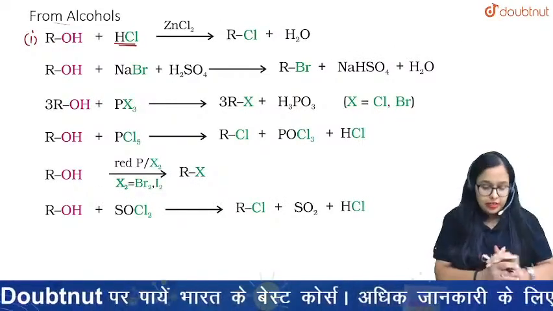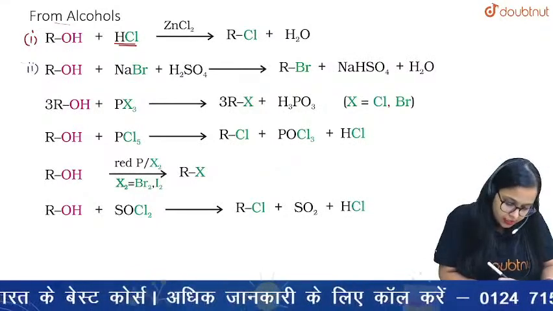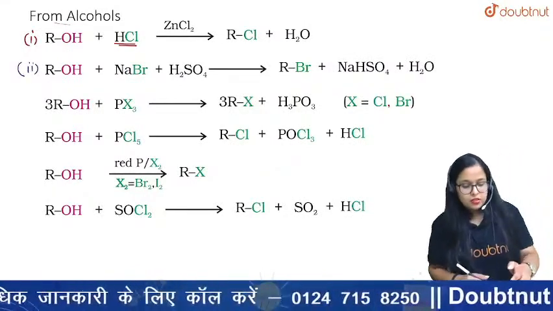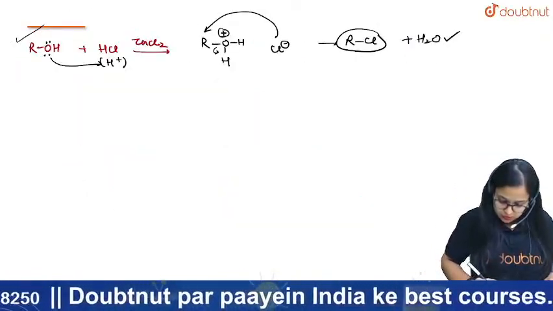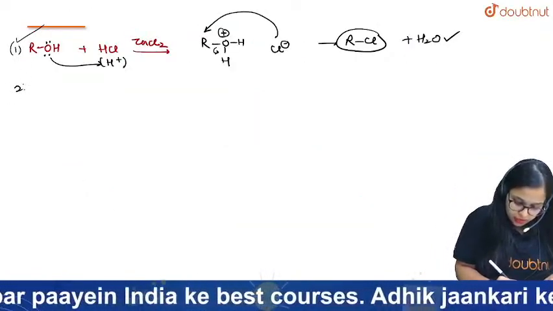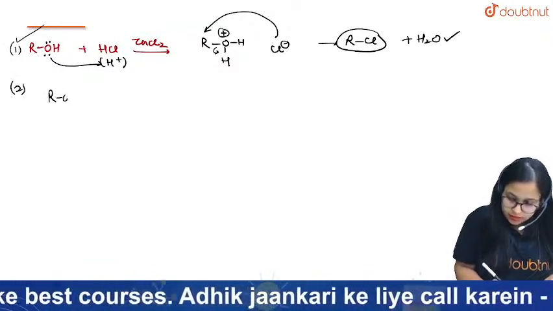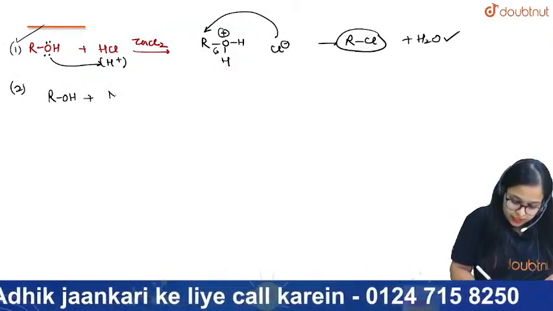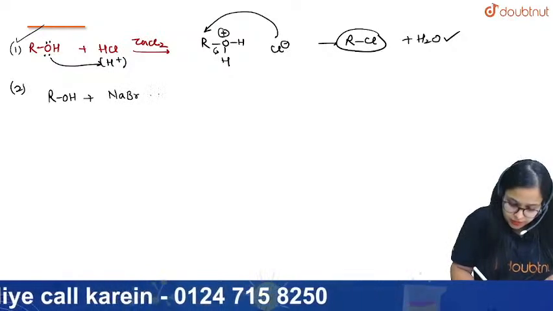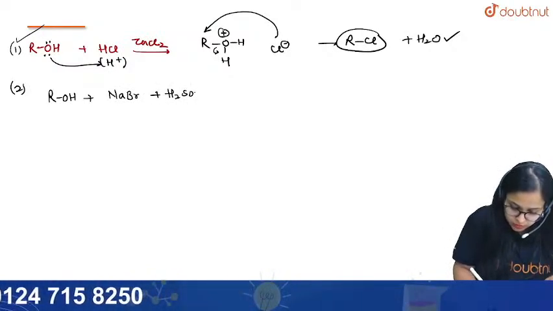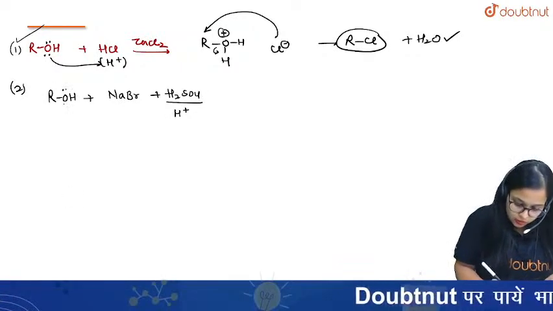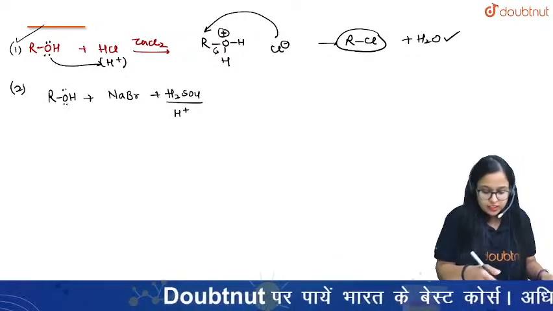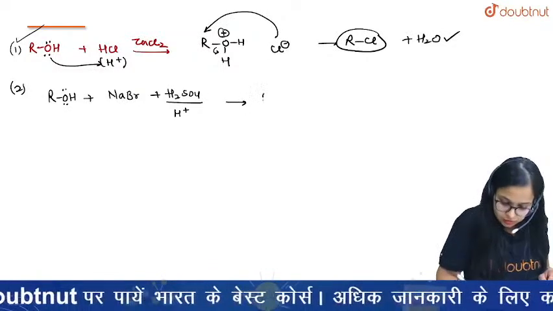Next is preparing haloalkanes from alcohol in presence of NaBr and H2SO4. The reaction mechanism is almost similar. This was the first part. This is the second part. You are reacting alcohol with NaBr in presence of H2SO4. As you know, H2SO4 is an acid. It gives H positive. Alcohol, again, the oxygen has lone pair. It grabs H positive, undergoes acid-base reaction.